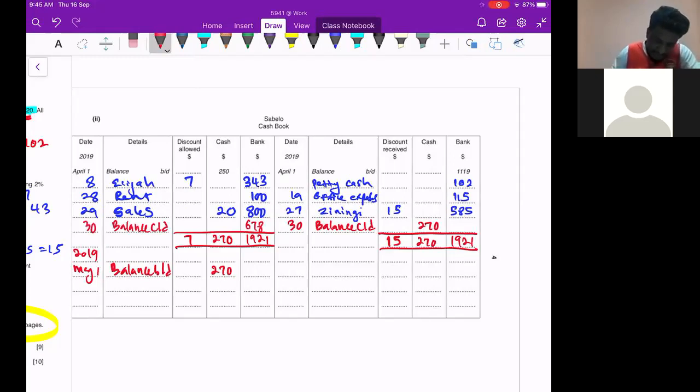April 30th, balance c/d will become balance b/d, 678, balance b/d, 2019 May 1. Any problem?